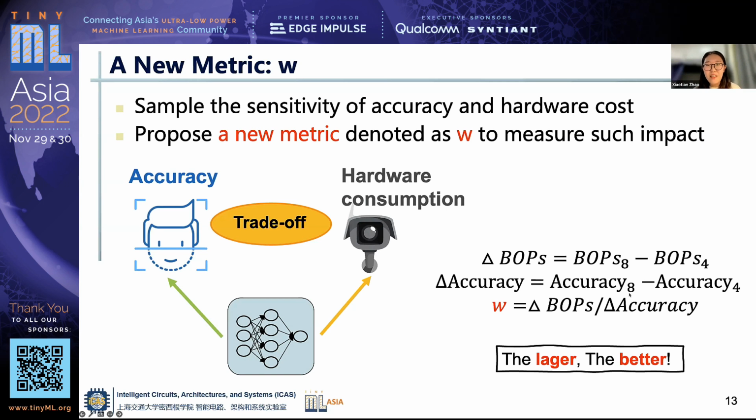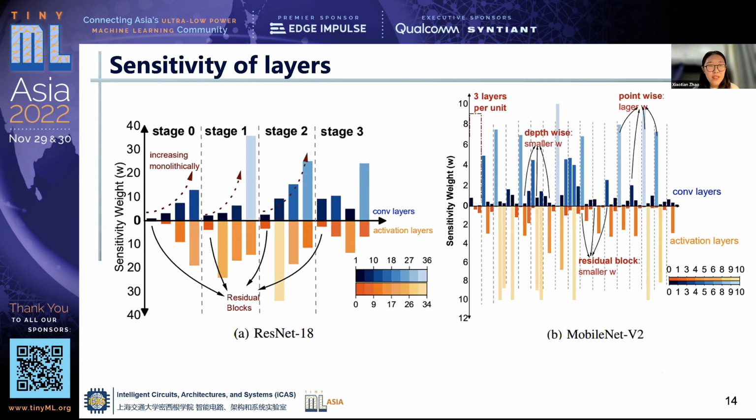Inspired by numerical analysis, by dividing the difference of BOPS by the difference of accuracy, we obtain the value of W. The larger the value of W, the higher priority this layer has to be quantized with lower bit weights. So now we have the sensitivity metric W. We apply W to each layer of ResNet 18 and MobileNet V2 respectively. As we defined before, the taller bars indicate that the layers are most likely to be quantized first in the priority queue.